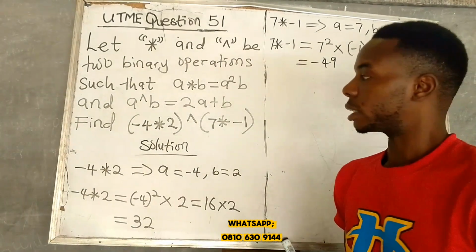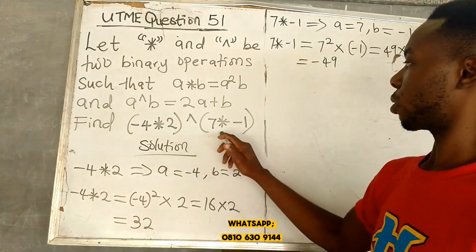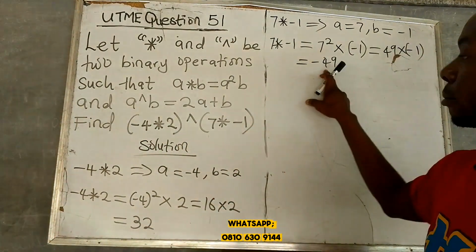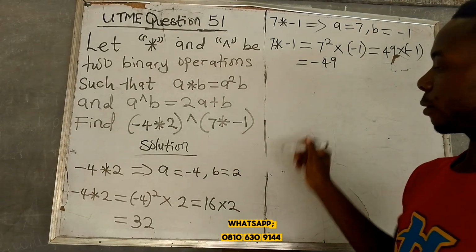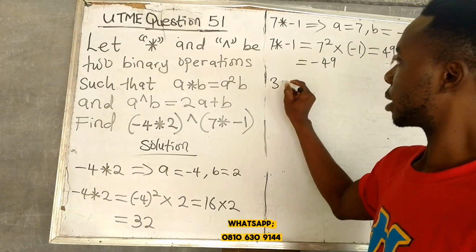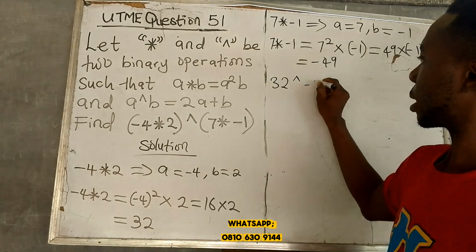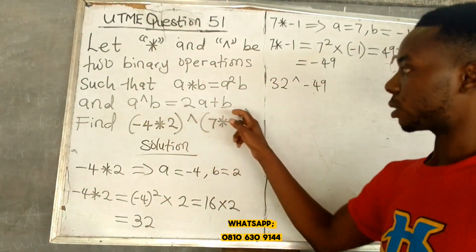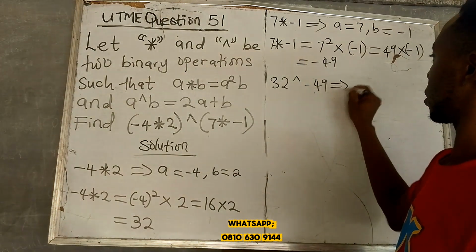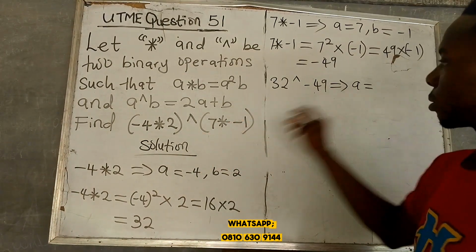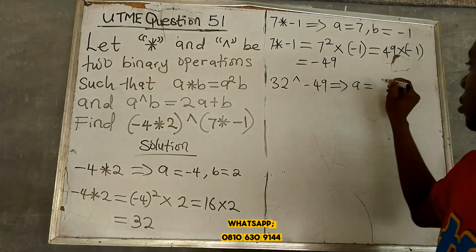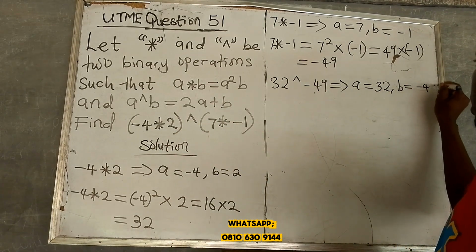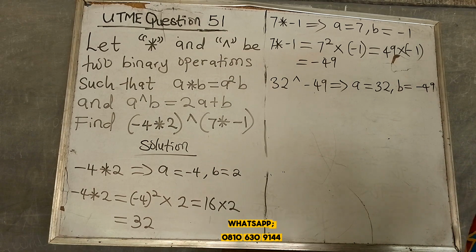Then we have computed this and we have also computed this. Now we got here 32 and here minus 49. Therefore, we then compute 32 raised to the power minus 49. Now remember that they say a raised to the power b is equal to this. Therefore, a here is 32, and b here is equal to minus 49.